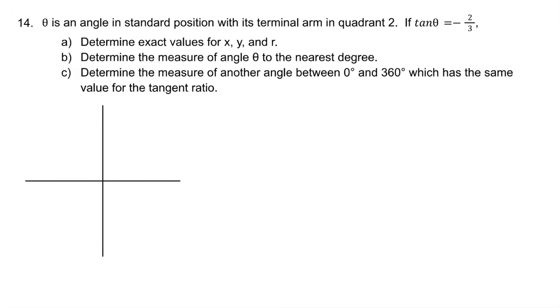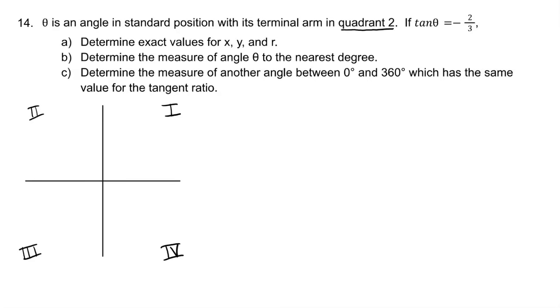If tan of theta equals negative 2/3, determine exact values for x, y, and r. Then it tells us to determine the measure of angle theta and another angle between 0 and 360 that will have the same tan ratio. Well, let's think about first what quadrant 2 is. Quadrant 2 is this quadrant right here. Quadrant 1 is over here, quadrant 3 is down here, and quadrant 4 is in the bottom right corner.